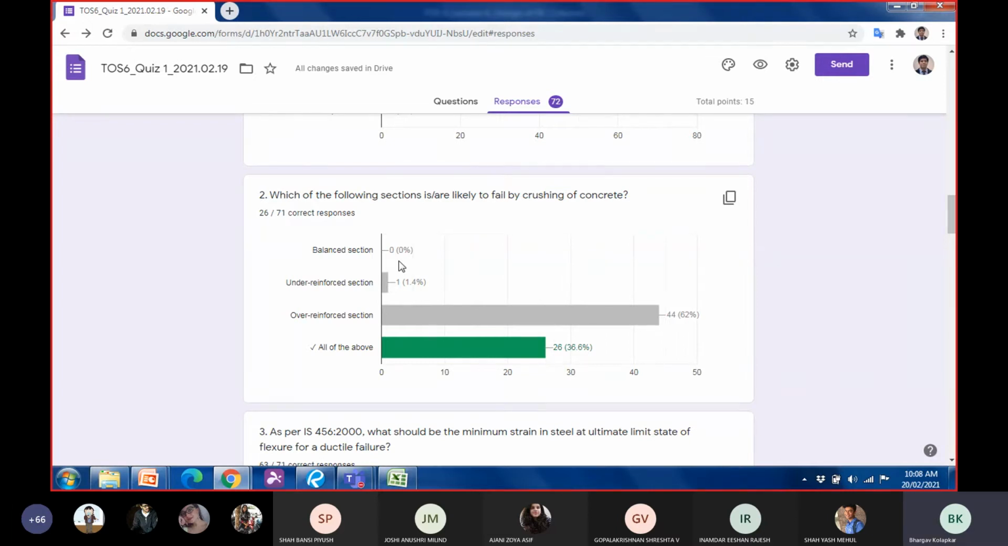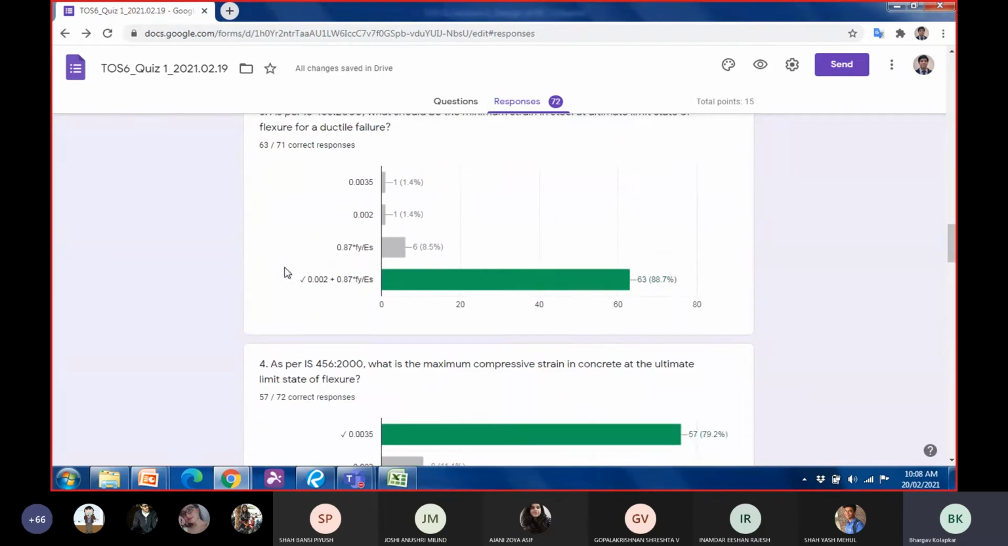Even in the over-reinforced section, the failure starts itself by the crushing of concrete. So irrespective of what the type of section is, the final failure always occurs by crushing of concrete. So the correct answer is all of the above.